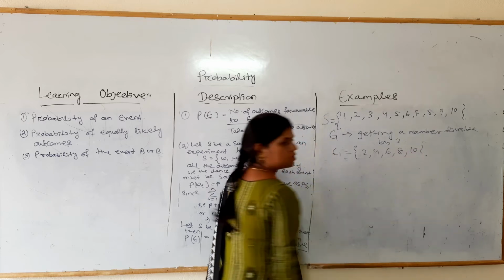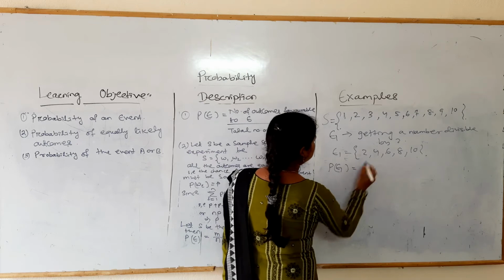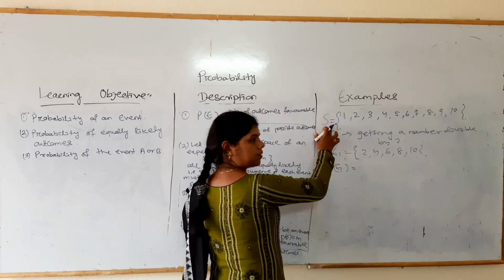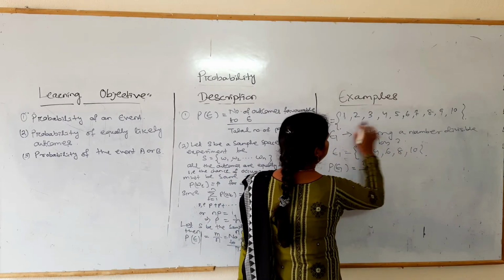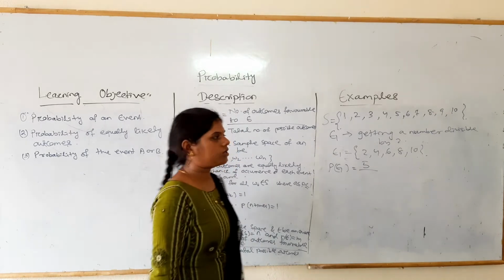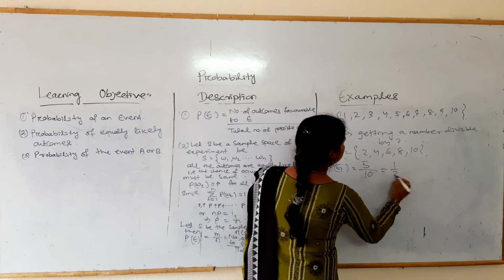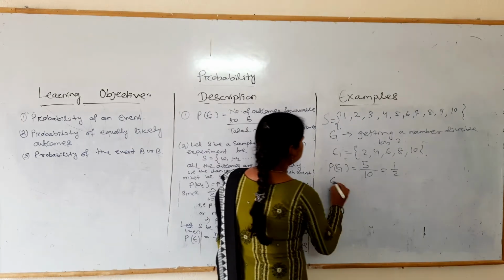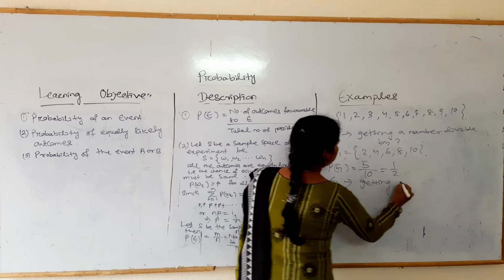and 10. So the probability of this event, the probability of E1, is equal to the number of favorable cases to this sample space, which is 1, 2, 3, 4, 5. So 5 divided by all possible outcomes, that means 10, is equal to 1 by 2. Okay. Similarly, suppose another event E2 is the event of getting a prime number.